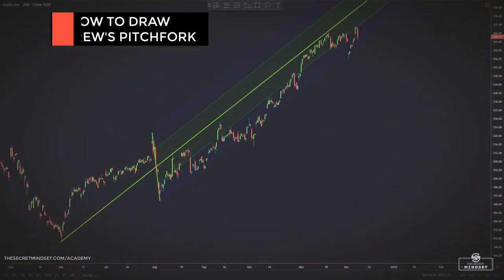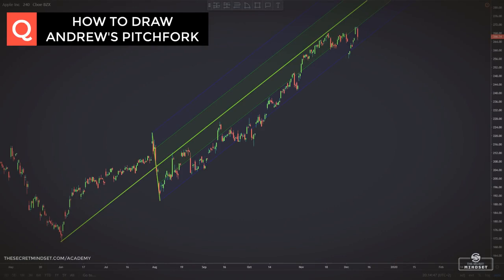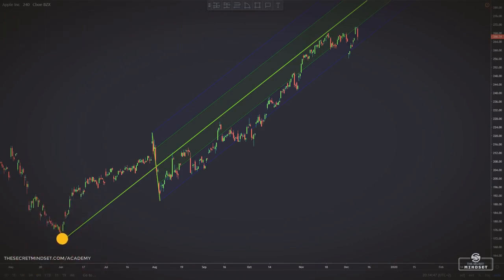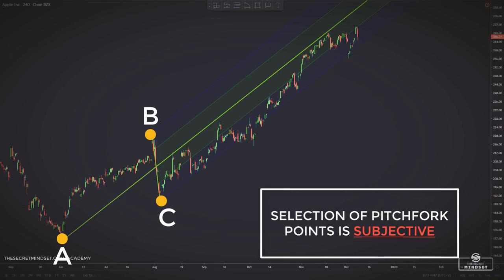The Andrews Pitchfork indicator is created by selecting 3 points on a chart. A beginning point that represents the start of a trend, we'll call this point A, a reaction high coming after the beginning point, point B, and the reaction low coming after the beginning point, point C. The selection of these points is somewhat subjective, but it's a good idea to experiment with different reaction highs and lows to find what works best.